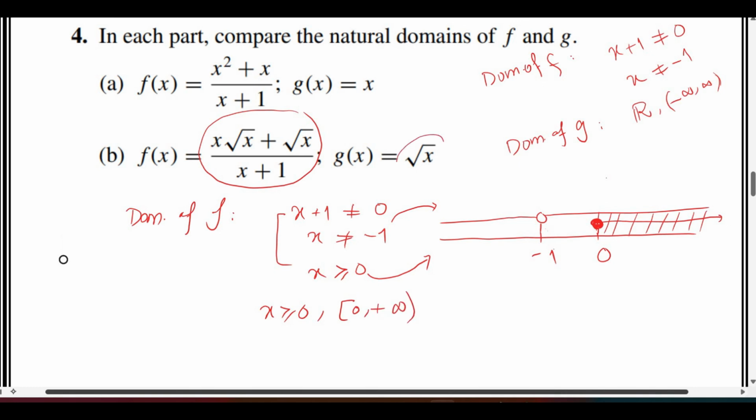And you can see it is the same for g of x. The domain of g would be whatever is inside the square root, it should be greater than or equal to 0, which is the exact same as this one. So both have the same domain.